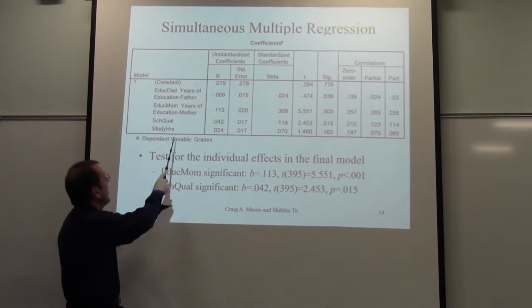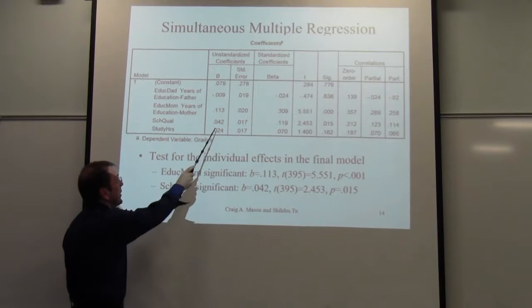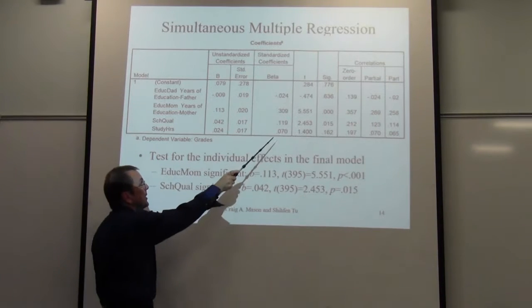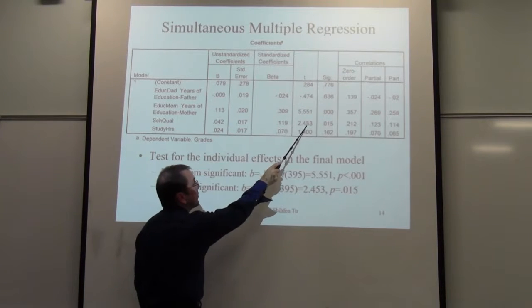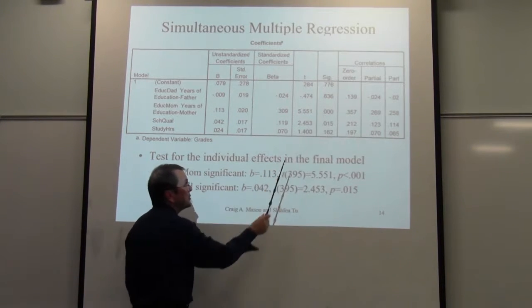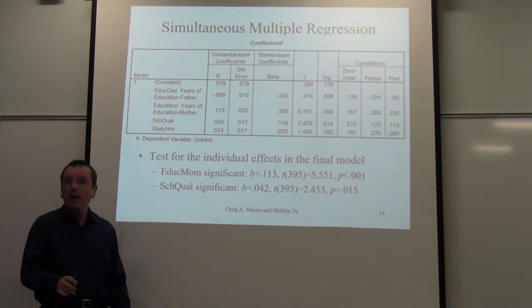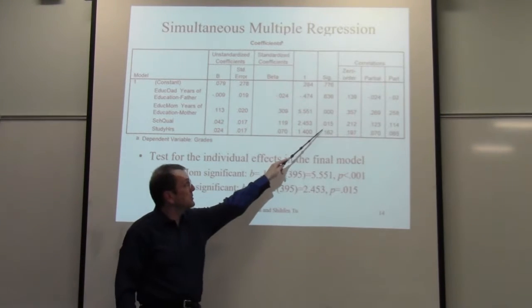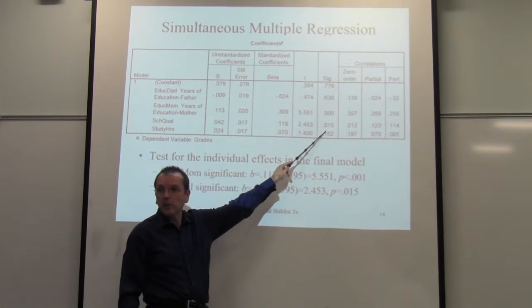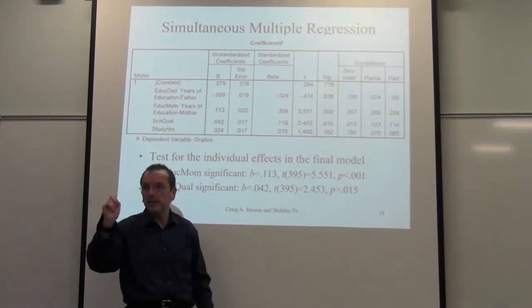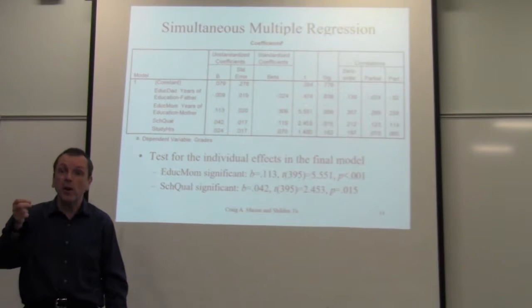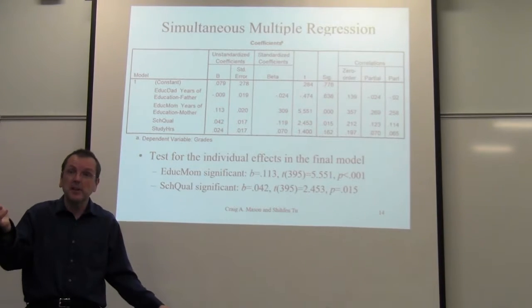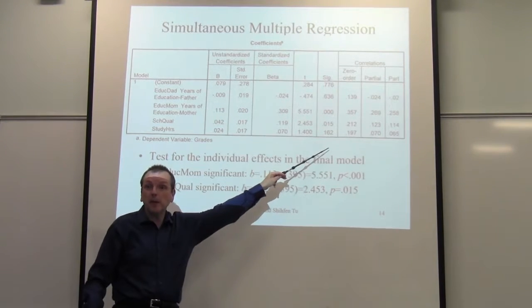School quality, our regression coefficient B is 0.042. T with 395 degrees of freedom is 2.453. P is equal to 0.015. And for us, I like writing exactly what the P is. We're not going to do the P's less than 0.05, P's less than 0.01. Only when it's P less than 0.001 then we don't know what it is. But otherwise, always write the exact P.